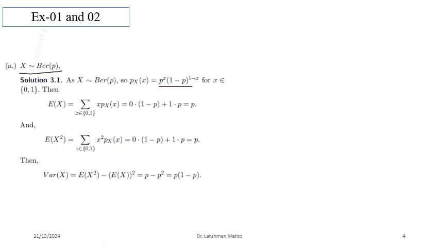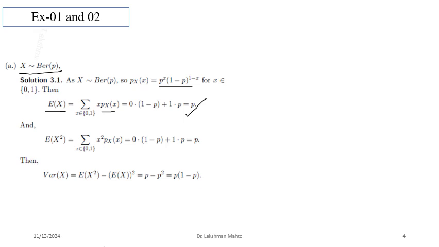So first we have to find expectation of X. It is a weighted sum of X, where the weight is provided by the corresponding probability mass function. When X is 0, what is the probability? 1 minus P. So 0 times 1 minus P. When X is 1, what is the weight? It is P. So 1 into P. So expectation of X is equal to P, the probability of success, in the case of a Bernoulli random variable.